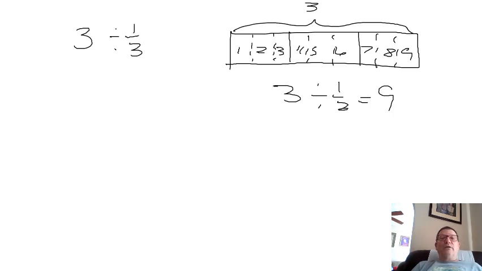Now, to explain it this way, we have 3 wholes. Since I'm dividing by a fraction, I'm going to change that fraction to its inverse, which would be 3. But since I swap into the inverse, its opposite, I have to go with the opposite operation, which is multiplication. And that would give me 9.